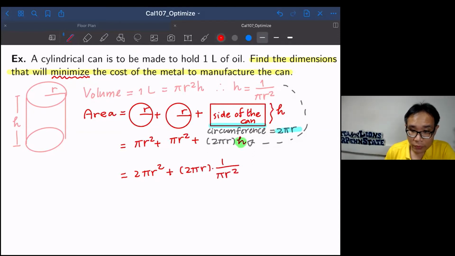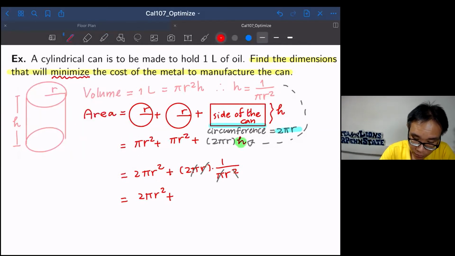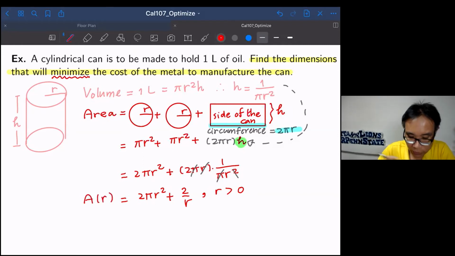Okay, so in this case you get 2 pi r square, and pi cancels and r cancels, right? So it's going to be 2 over r. So this will be your function. So you now get your function. It's going to be 2 pi r square plus 2 over r, and here you have r positive for sure. You have r cannot be a negative number, and this gives you the function A of r.